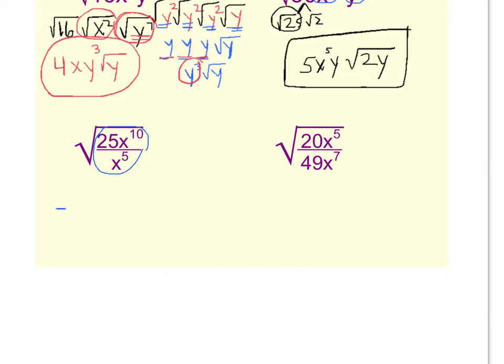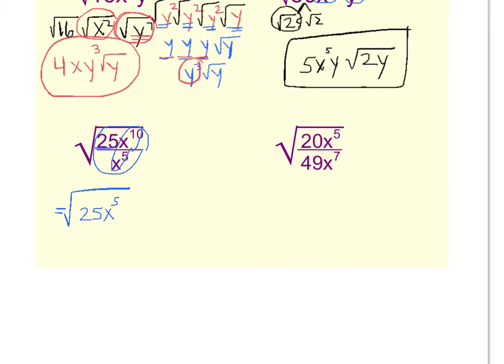So if you have the square root of 25 x to the 10th over x to the 5th, just go through one thing at a time. We have this 25. There's nothing for it to reduce with, so it'll stay as 25. Then we have the x to the 10th over x to the 5th. So we can reduce those x's. Anytime you're dividing the same base, subtract your exponents, so we have x to the 5th power.